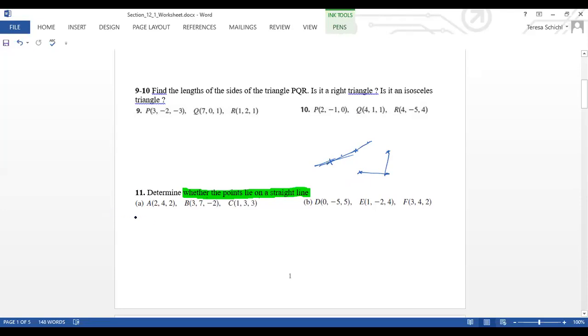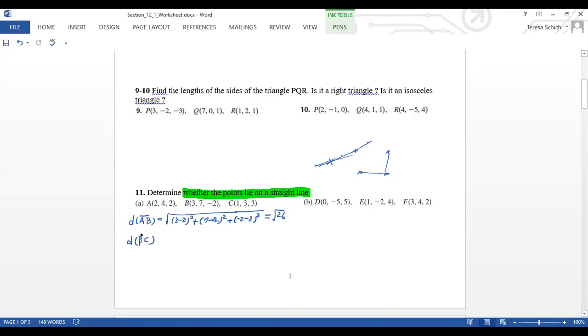So the first thing, let's find the distance between A and B. We know the distance is just the formula: 3 minus 2 squared plus 7 minus 4 squared plus negative 2 minus 2 squared. So the distance between A and B is the square root of 26.